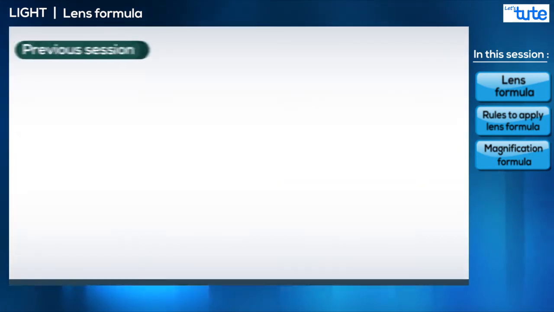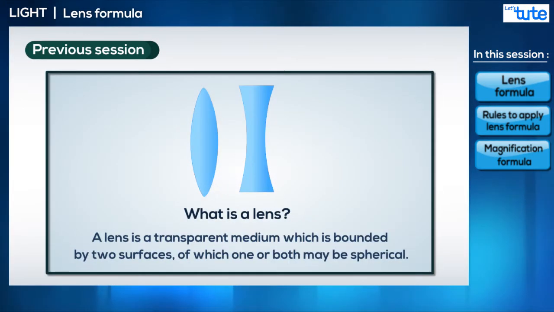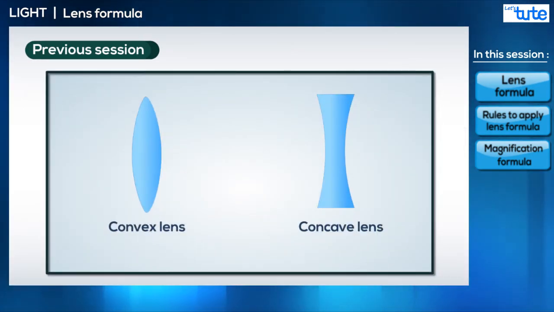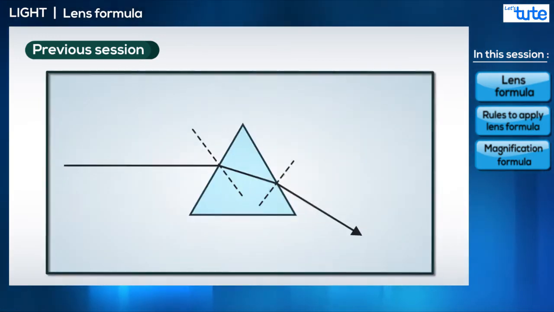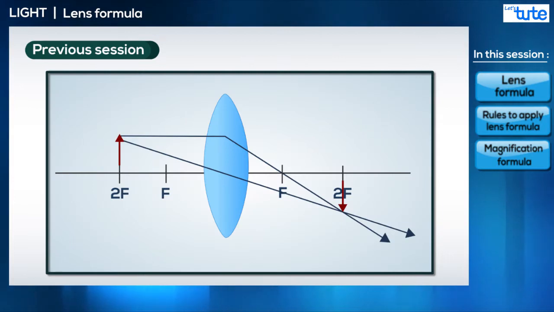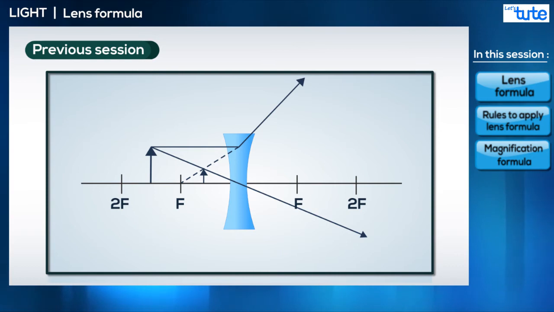So, let's start with today's session. In the last video, we learned about what lenses are and the different types of lenses and how they bend light. We then went on to show how a convex lens creates images and how, for the most part, they created real images. We then showed you one ray diagram for a concave lens and showed how it made a virtual image. Then, we just told you that a concave lens always makes a virtual image.